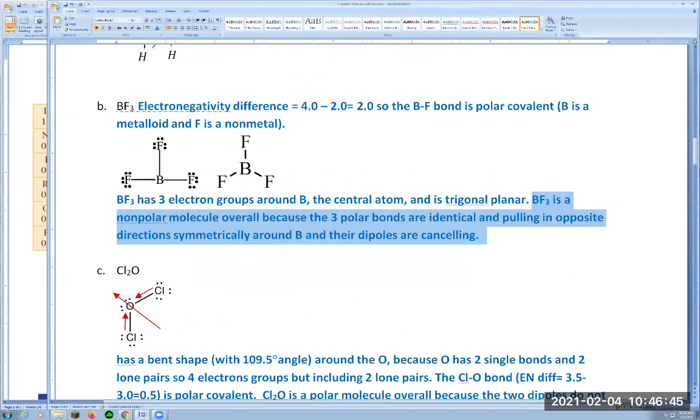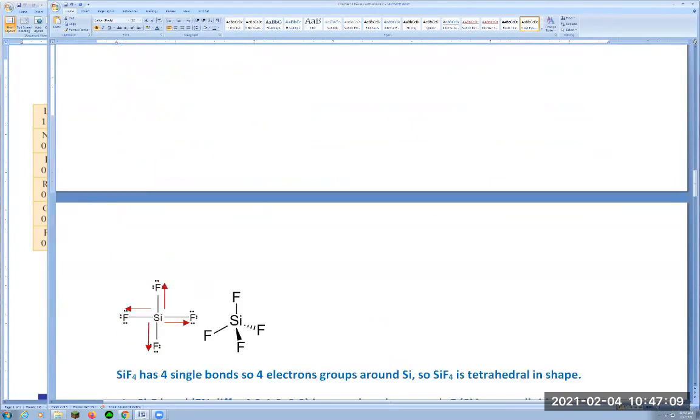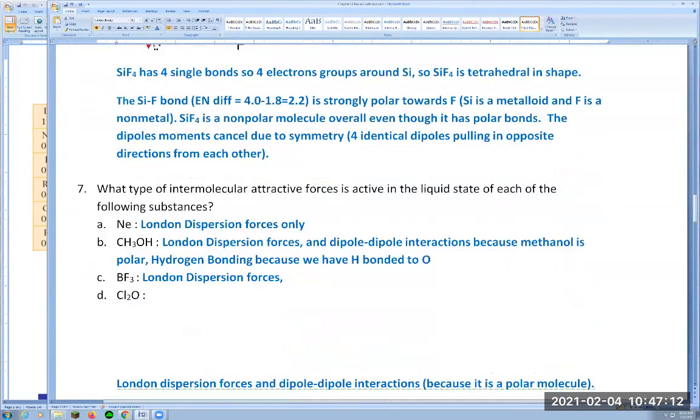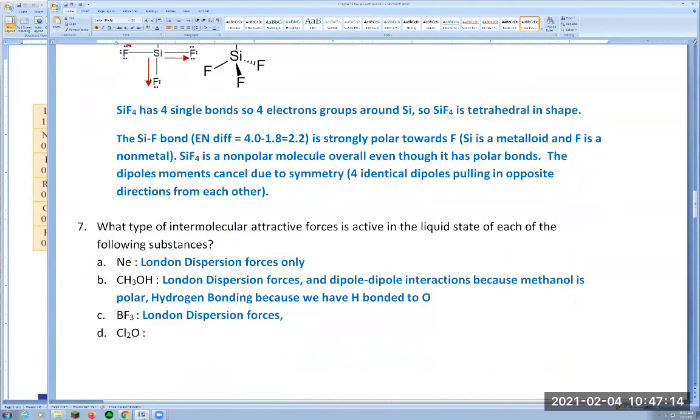We have polar bonds, but this is a symmetrical structure, and we have boron surrounded by 3 fluorine, so they all pull with the same strength, and they are pulling in symmetrical ways, because that's the way for them to be as far away from each other as possible. So overall, this flat molecule here is non-polar. So if it's non-polar, it cannot experience dipole-dipole interactions, right? So there are no dipole-dipole interactions.